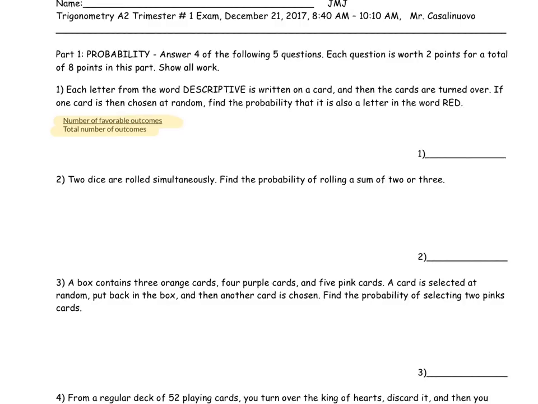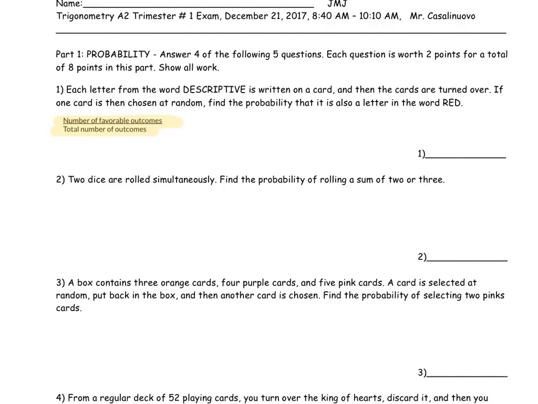Part 1 deals with probability, and for number 1, each letter from the word descriptive is written on a card, and then the cards are turned over. If one card is then chosen at random, find the probability that it is also a letter in the word read.